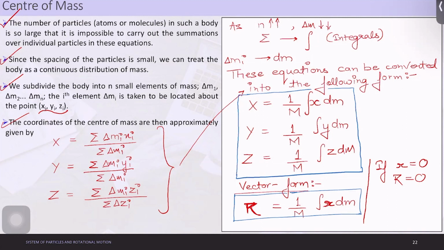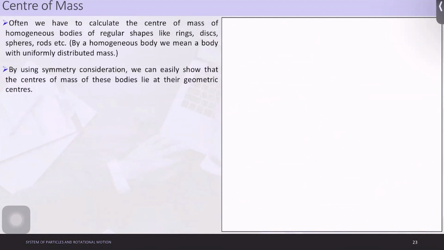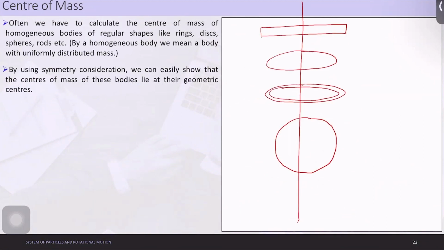So often we have to calculate the center of mass of homogeneous bodies of regular shape such as rings, discs, spheres, rods, etc. By using symmetry considerations, we can directly say that the centers of these bodies lie at the geometric centers. What I'm explaining is this: the amount of mass which is in this direction is equal to the amount of mass which is in this direction. Hence we can say that the center of mass of all these is in the center only.